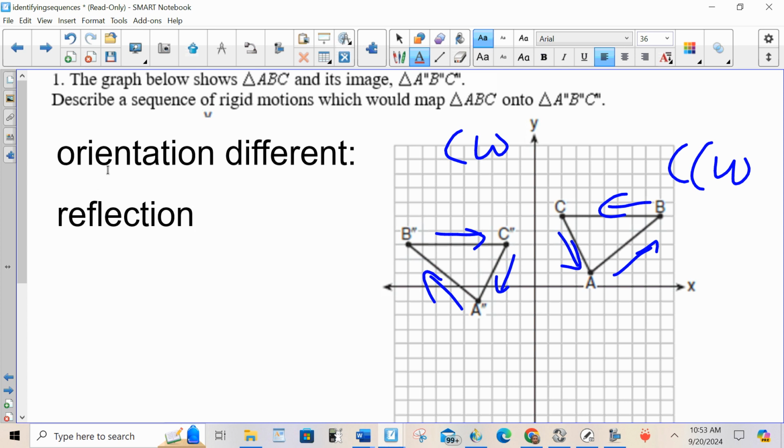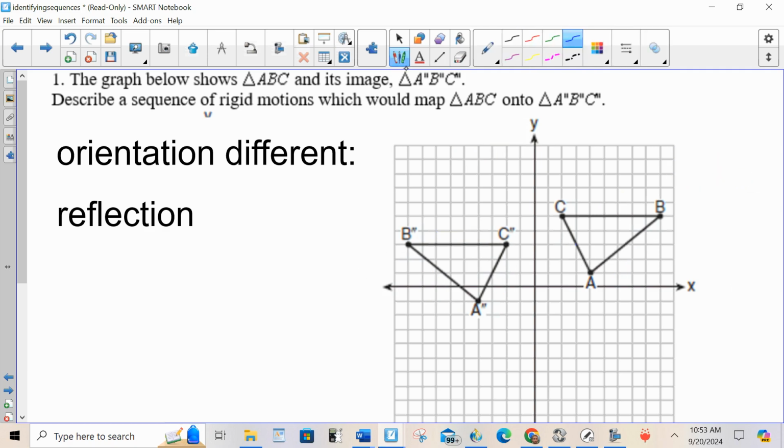So I am going to use geometric common sense. I'm going to clear the screen so I can see more clearly. I need to get ABC onto A''B''C''. So I'm looking at CB. CB is a horizontal line here, and it's on top for both. If I reflect it over the x-axis, it would look something like that.